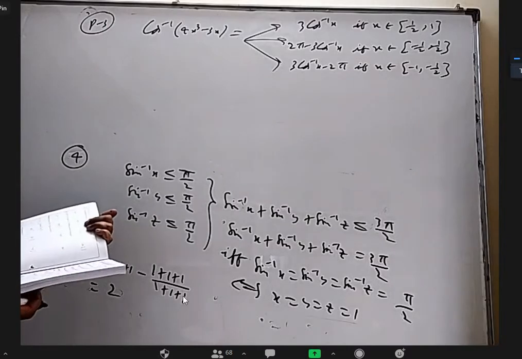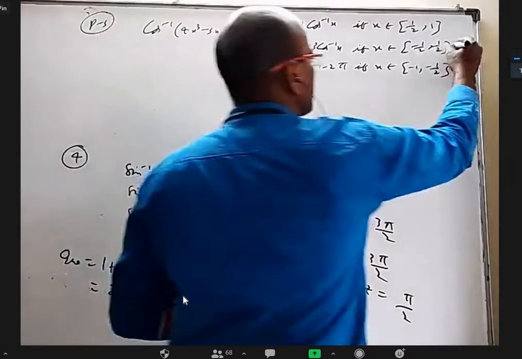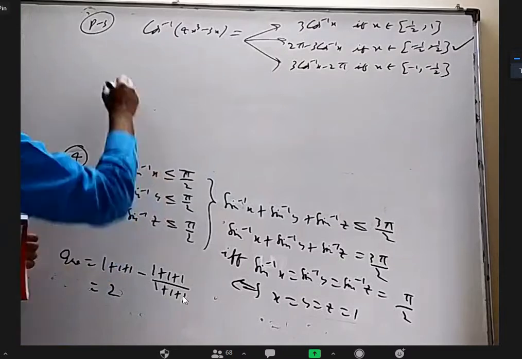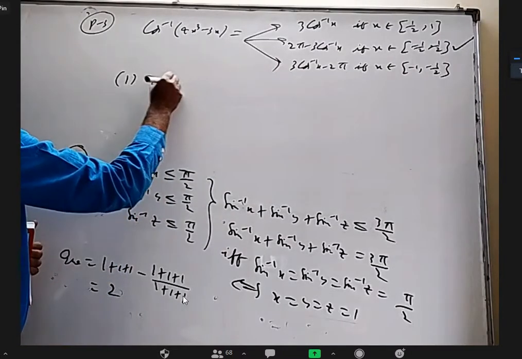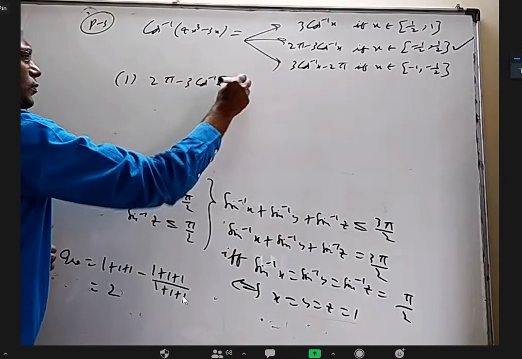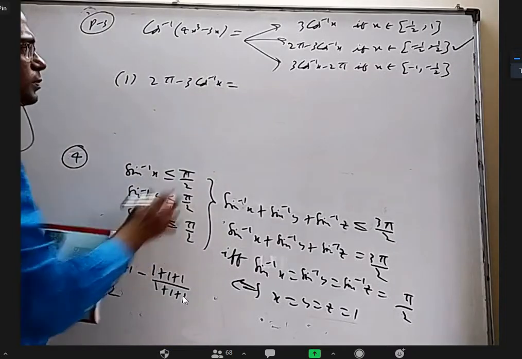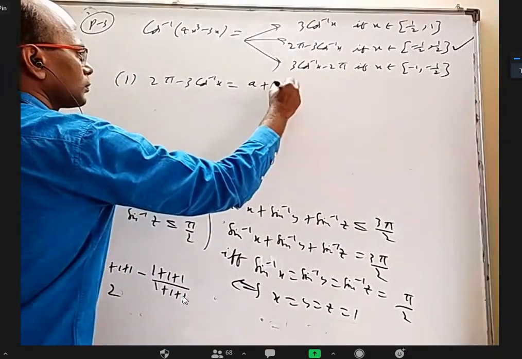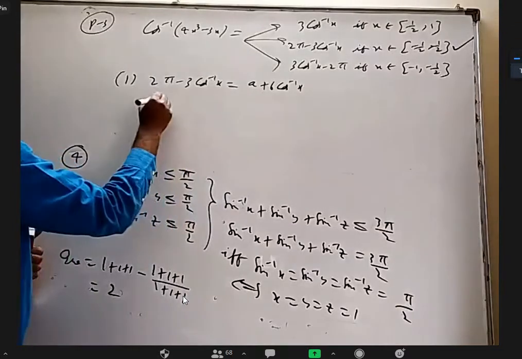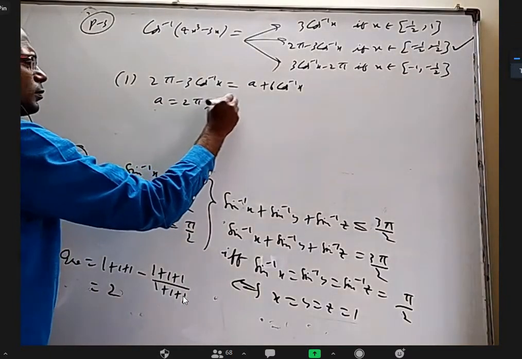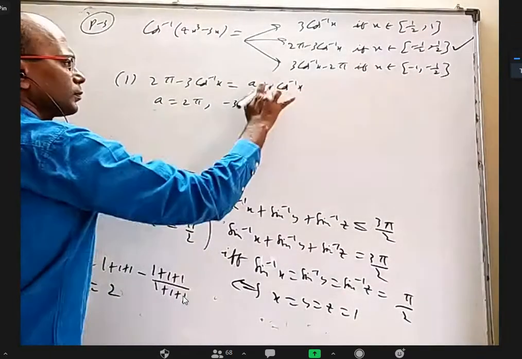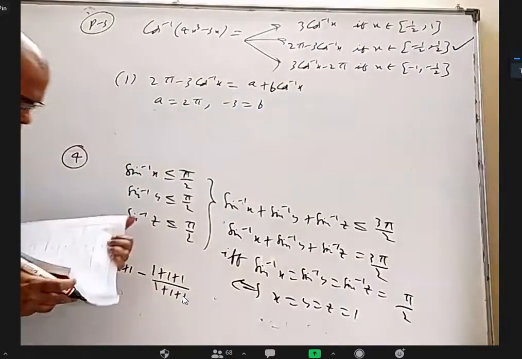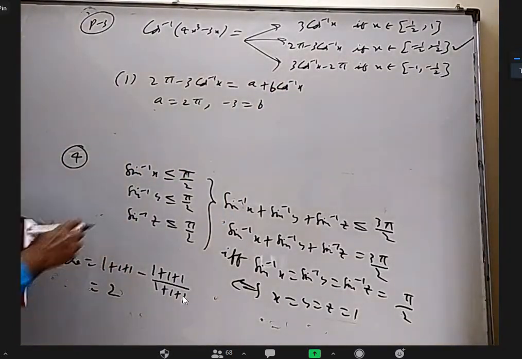Now option 1 is related to this one. So in the first question, 2 pi minus 3 cos inverse x will be a plus b cos inverse x. When you compare, a is equal to 2 pi and b is equal to minus 3. Now they want sin inverse of sin (a by b).